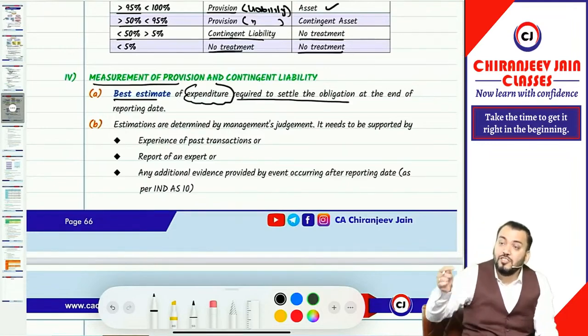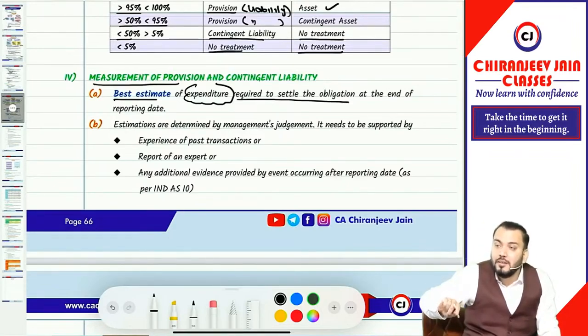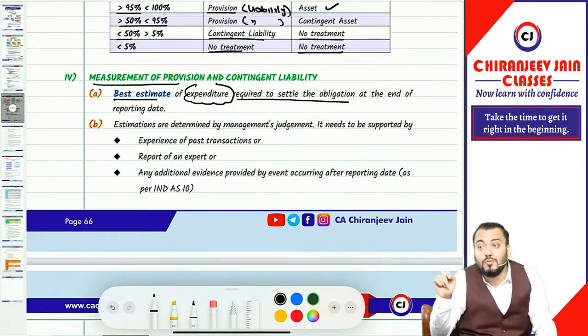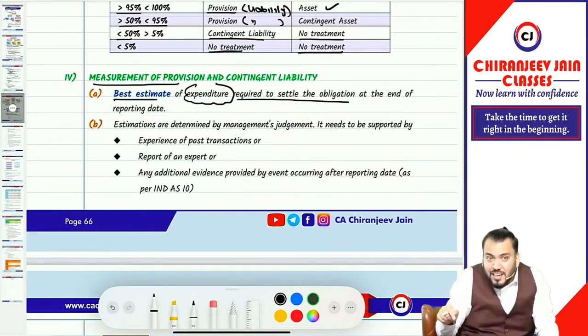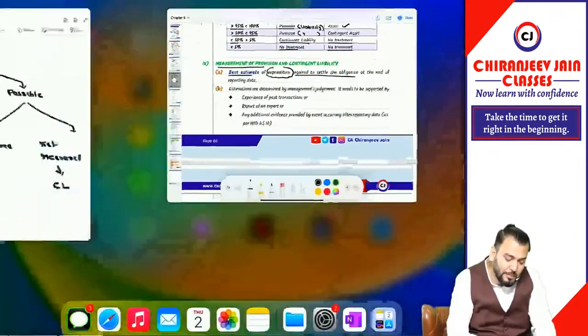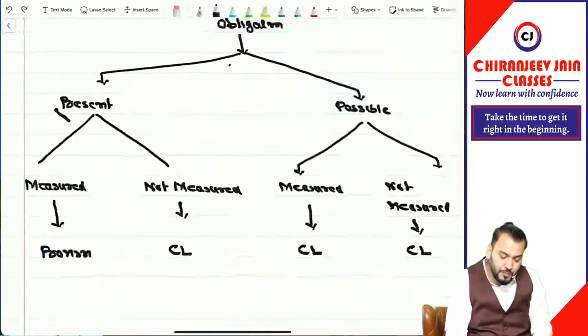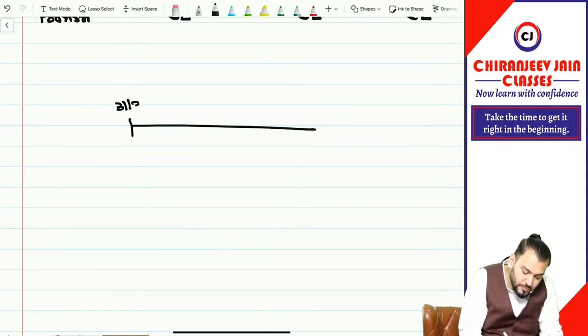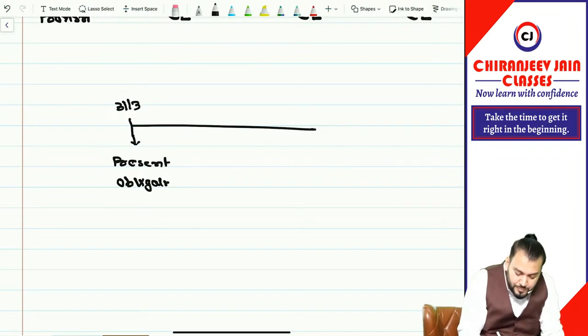Correct. Means you need to estimate what? You need to estimate what expenditure which is required to settle on which date? At the end of current year reporting date. Means what they want to say, everyone, just try to understand. Suppose this is 31st March. Correct. And there is a present obligation, and all other conditions are also satisfied. So you need to now do measurement.